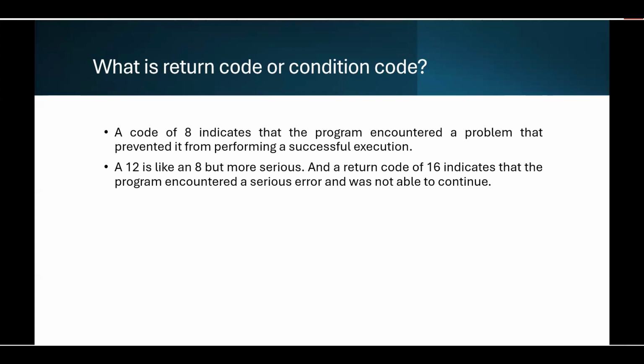And when we get the return code as 12, it is like 8, but more serious. So 8 is also a problem, and 12 is a very serious problem. And a return code of 16 indicates that the program encountered a serious error and was not able to continue. So basically, whenever you get 8, 12, 16, those are the serious errors, and we need to check why our program is not executing, and why that particular job step is getting return code as 8, 12, or 16.